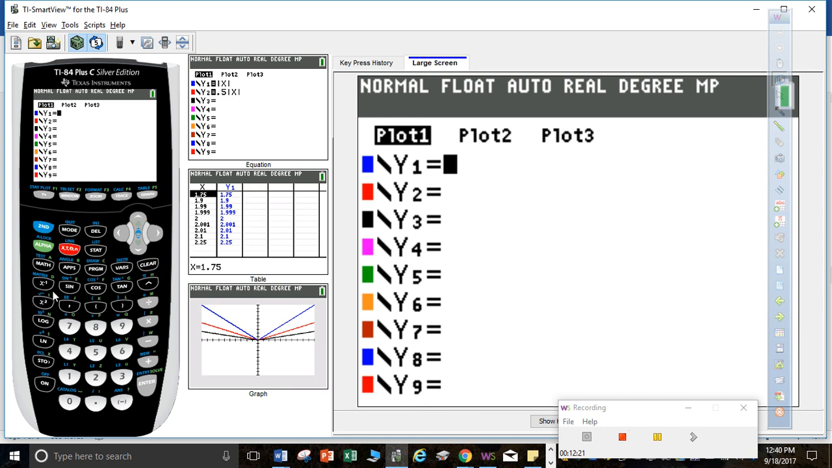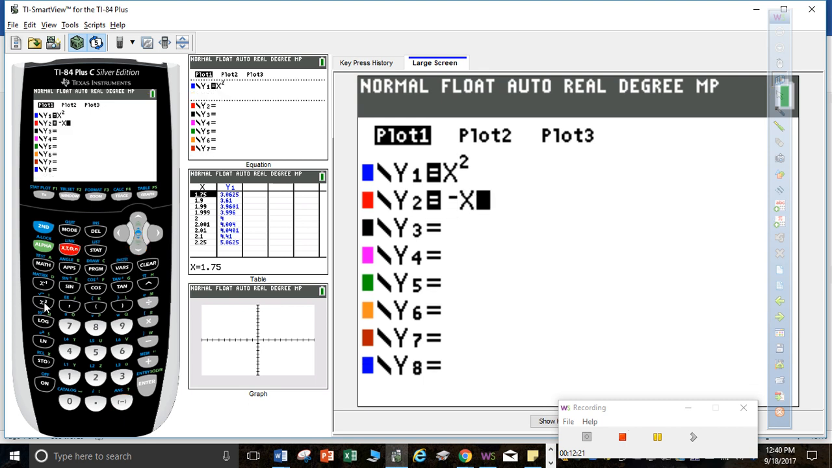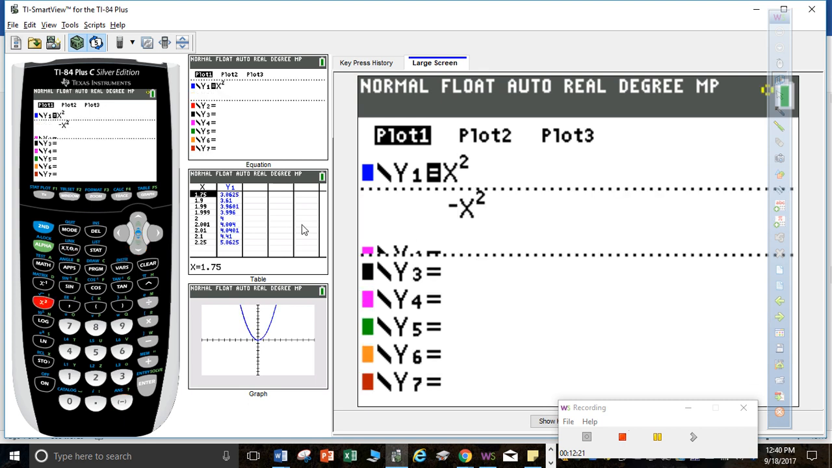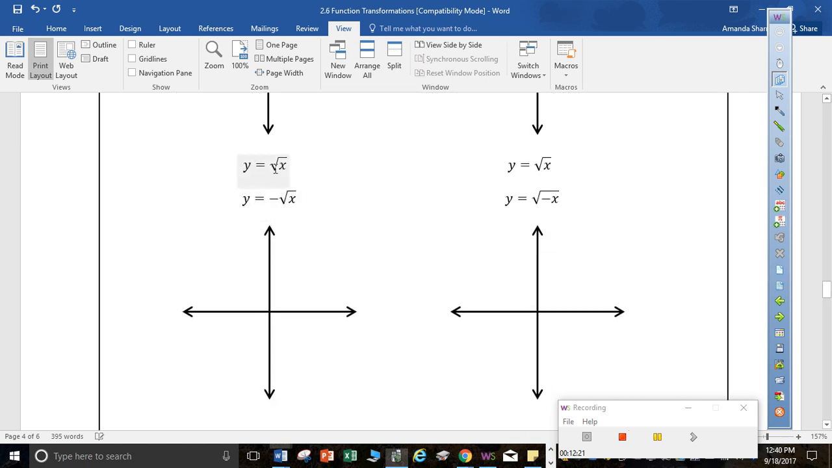All right, so for our first equation, we've got x squared. So to put your negative in front, you're going to use that negative sign, again, that's below the 3, and that will be your first set. So you can take a look at that graph, draw what you see. When you're ready, do the next set, and do the next one.